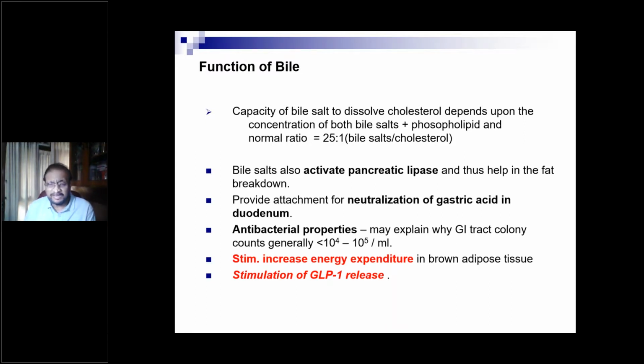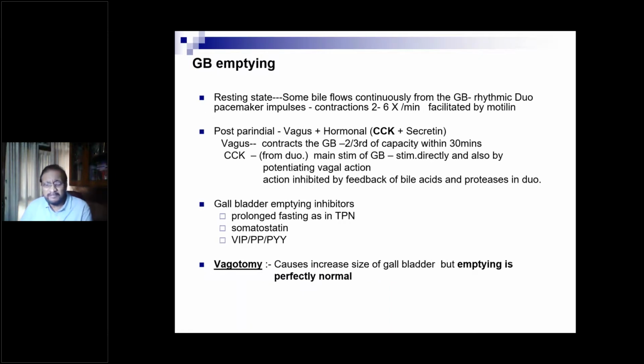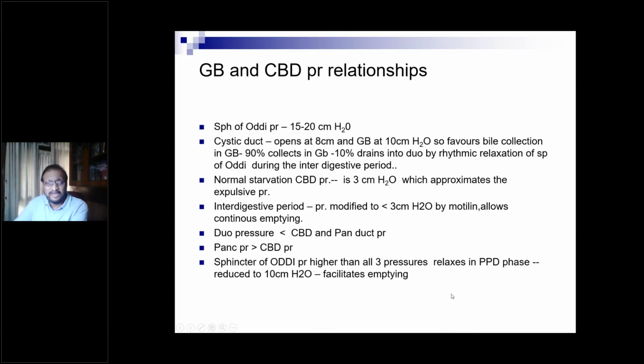It activates the pancreatic lipase, neutralizes the gastric acid in the duodenum, and has antibacterial property. And in addition to this, two things are important. It stimulates increased energy expenditure and stimulation of GLP-1 release. These are all functions of bile. This function is now known because it forms an important aid in diabetic surgery, right? The gallbladder emptying, we already talked about that, what retards and what helps. I'm not going to repeat that. The pressure relationship, we already talked about that, right?